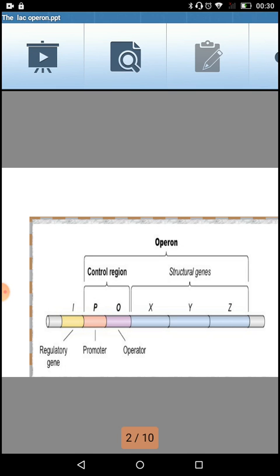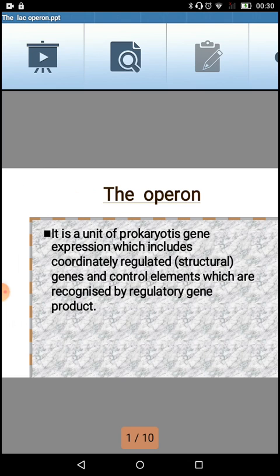This is a general idea. Let us now go through the definition of an operon. What is an operon? It is a unit of prokaryotic gene expression which includes coordinately regulated structural genes, and control elements which are recognized by the regulatory gene product.